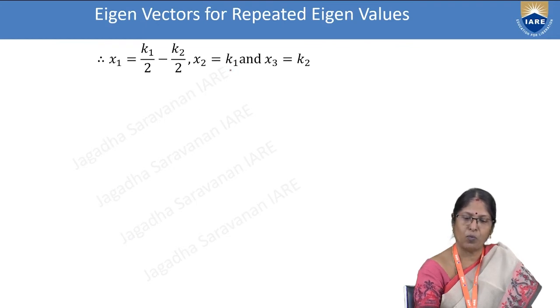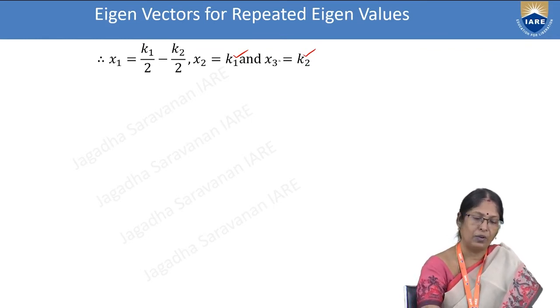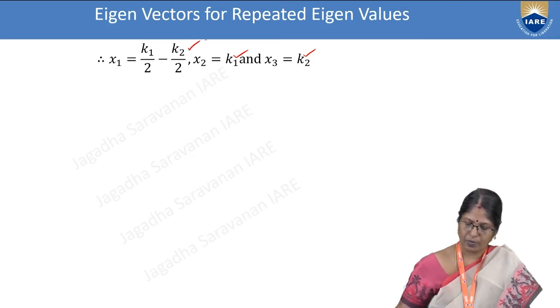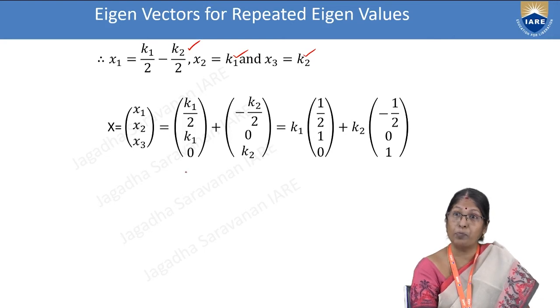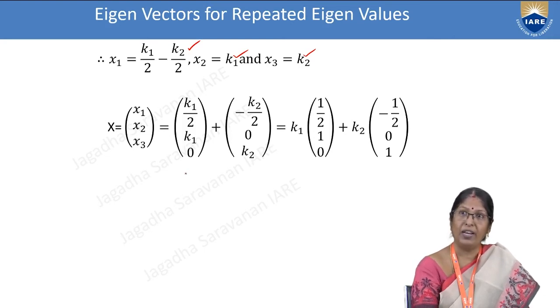So x2 equals k1, x3 equals k2. Two arbitrary constants we declared. With these arbitrary constants, we obtained x1 as k1 by 2 minus k2 by 2. So capital X equals x1, x2, x3, that is k1 by 2, k1. Here we can see we have to get two vectors because 2 is repeated. Our eigenvalue lambda equal to 2 is repeated. That is the reason we are adopting this.